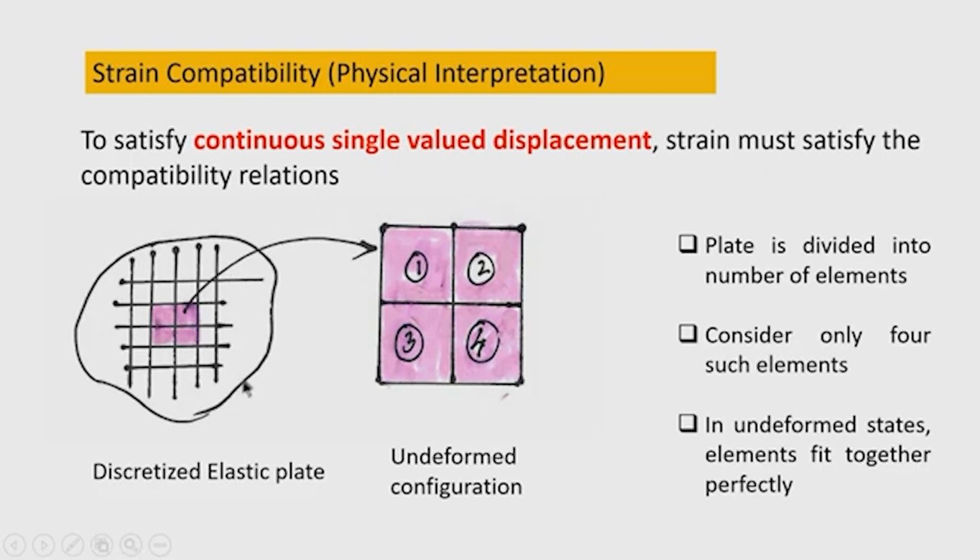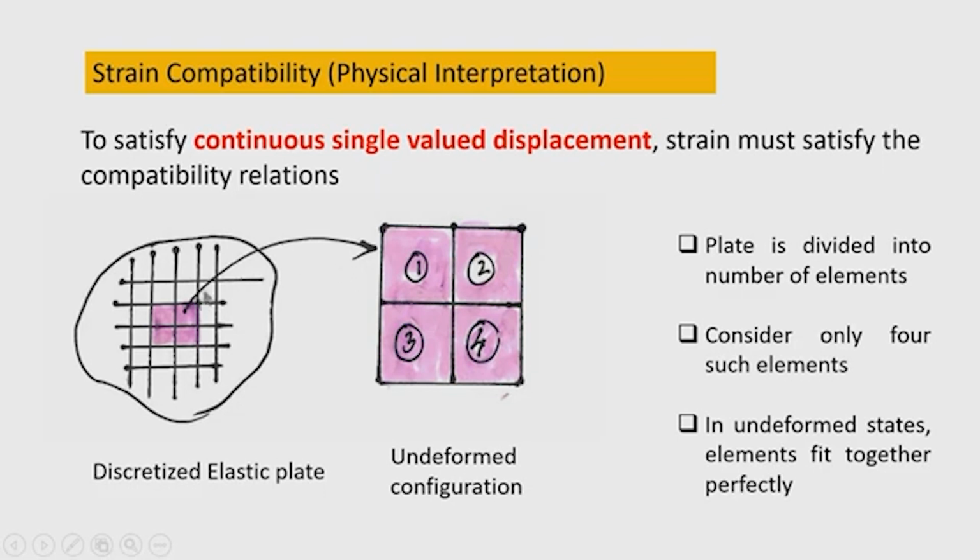Now, here you can see a lamina or plate is taken and it is discretized or divided into a number of elements. Consider only 4 elements here, 1, 2, 3, 4, which I have marked, and these elements are shown in undeformed states. You can see the elements fit together, there is no discontinuity and the displacements are single valued, that is, at a corner you can get a single displacement.